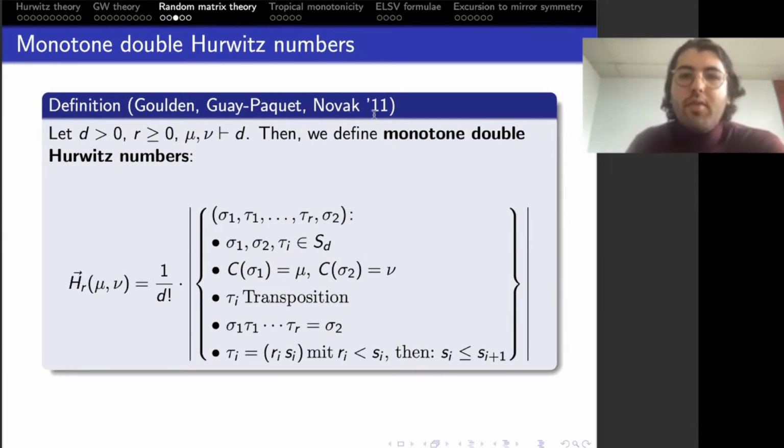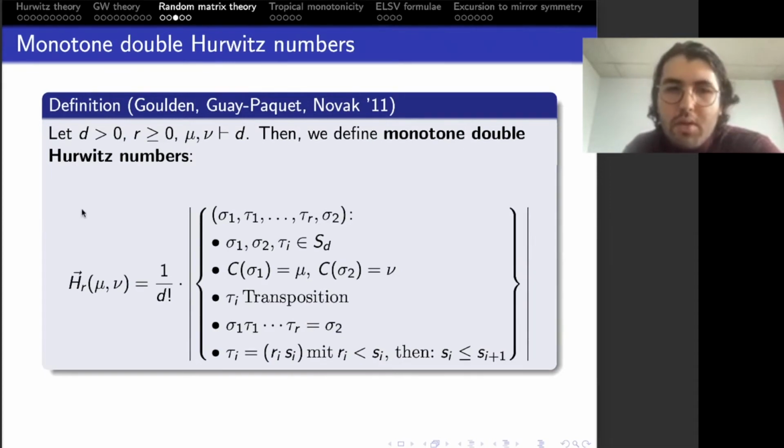So Goulden, Vakil, and Novak in 2011 actually came up with the definition of monotone double Hurwitz numbers, and you will see in a second why they are called monotone double Hurwitz numbers. So first of all, you fix the same data as before. You have a positive natural number d, you have a non-negative integer r, and you have two partitions of d, mu and nu. And then we define monotone double Hurwitz numbers in the setting of the symmetric group.